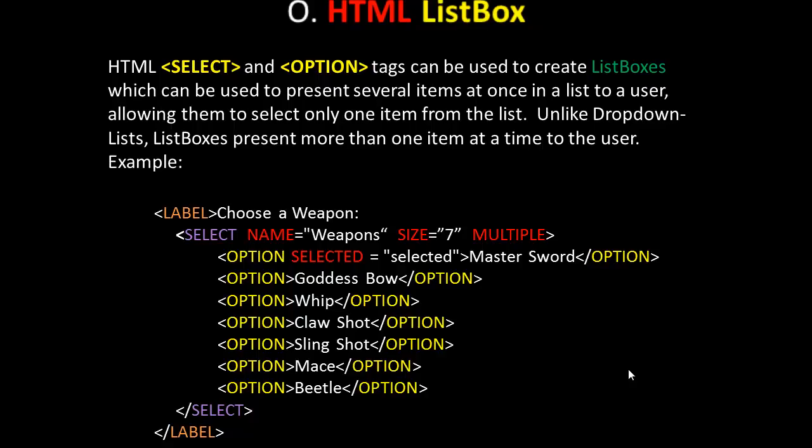Again, we're going to display "choose a weapon" on the web page in this example, but notice that in the select tag, we have size, which is set to 7, so we're going to display 7 items at once, or 7 rows. And we've also specified multiple. Because of this, you'll be able to see all of these items on the page without having to scroll through them like you would if you're using a drop-down list. Again, the default selected item will be master sword.